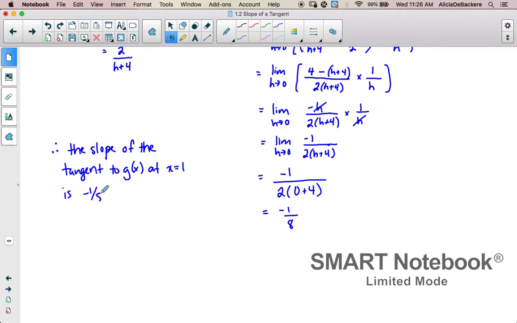Now remember, this isn't going to be the slope of the tangent everywhere on g at x, right? So you have to tell me that it's the slope of the tangent when the x value is equal to 1. The slope of the tangent will change depending on where I am on the curve.